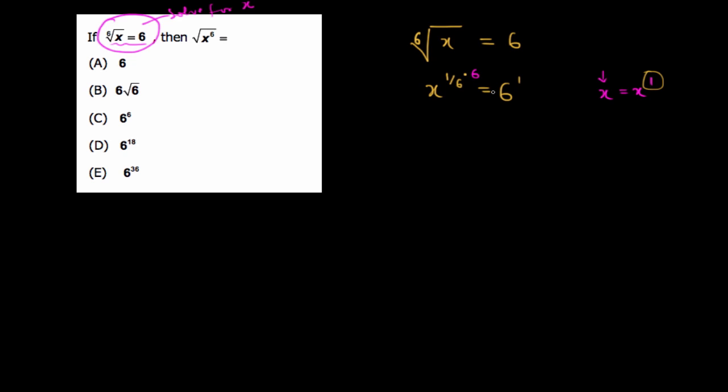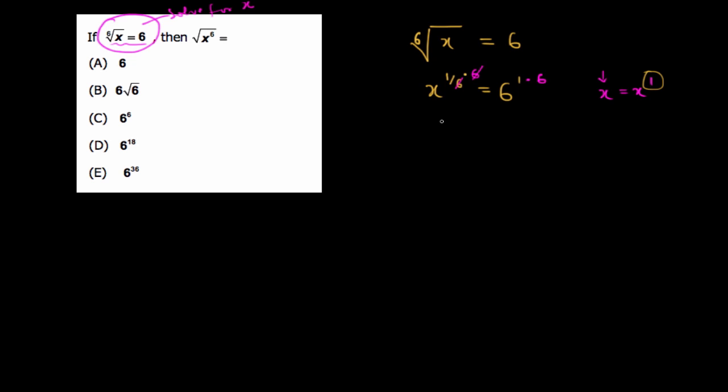And since this is an equation, anything you do to the left hand side must also be done to the right hand side. On the left hand side, I multiplied the power of the term by 6. So similarly, I'm going to multiply the power of the term on the right by 6.